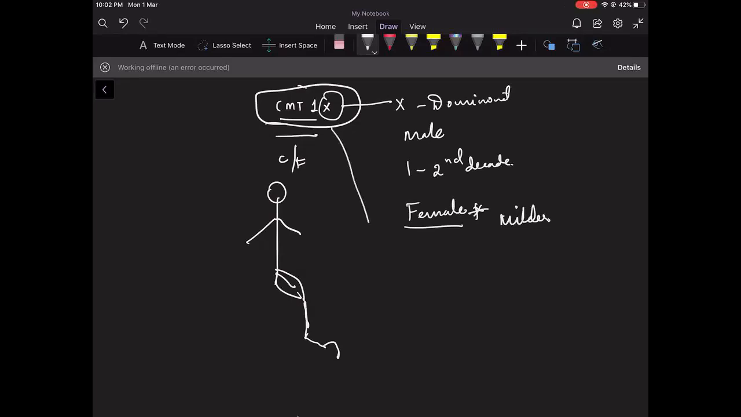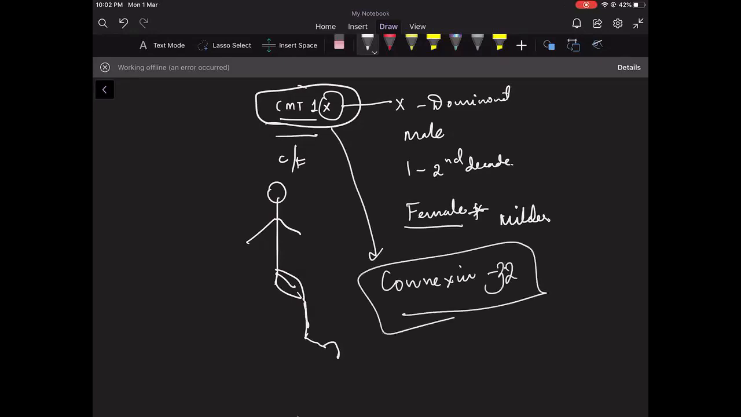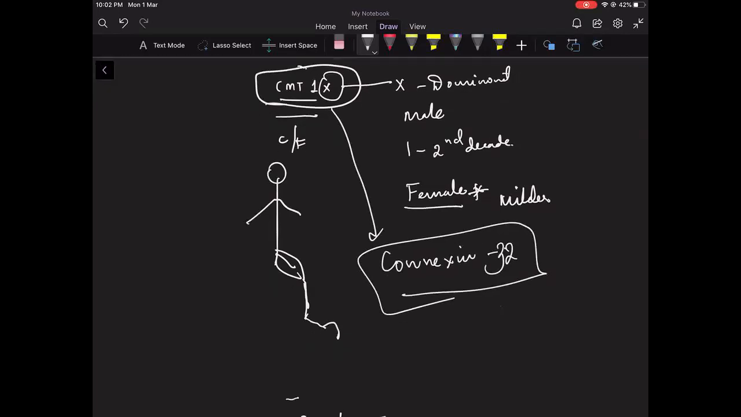The connexin gene codes for a protein which is helpful in the gap junction between the cells. So this protein will be affected.